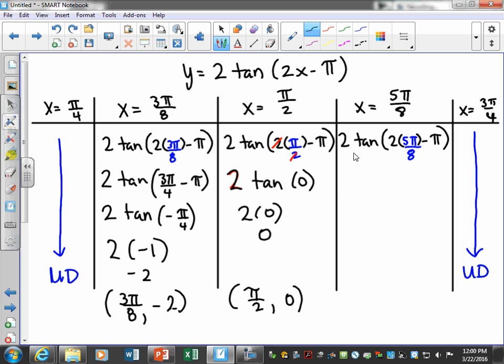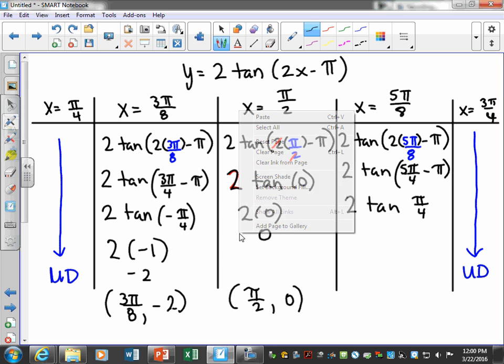Alright, let's go do this one now. 2 times the tangent. 2 times 5 is 10 over 8. If you simplify that, 10 over 8 and reduce it, that would just give me 5 pi over 4. So 2 times the tangent of 5 pi over 4 minus pi, get a common denominator of 4, and then simplify that. That would just give us pi fourths. Okay, let's go to the unit circle.